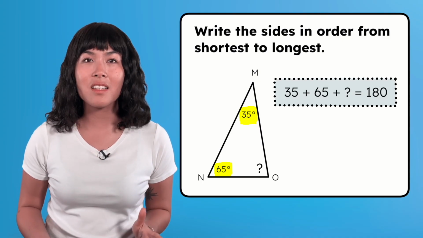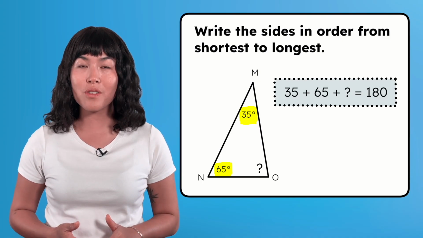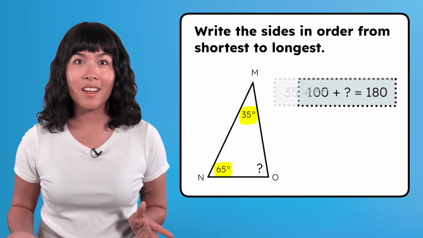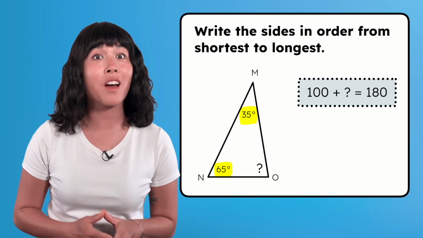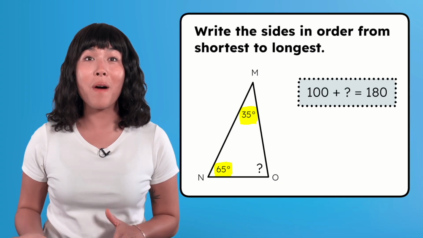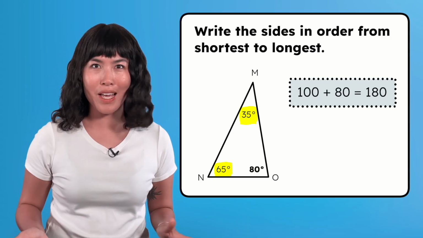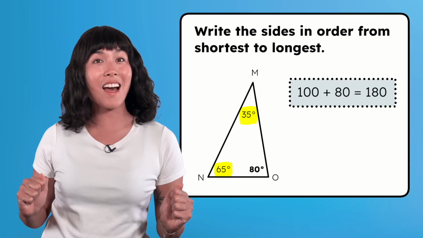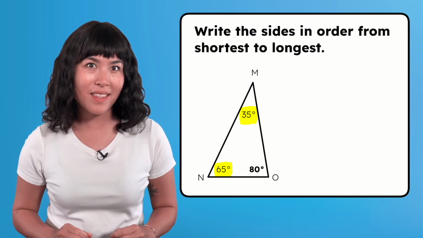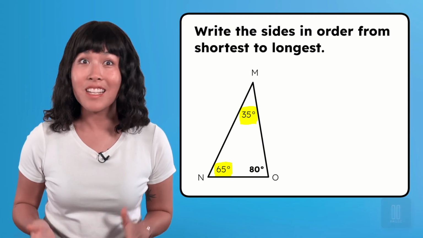That's right, the sum of all the interior angle measures is 180 degrees. 35 plus 65 is 100, so the third angle must be 80 degrees. Okay, now that we know all of the angle measures, we can order the sides. Take a moment to write the sides in order from shortest to longest.